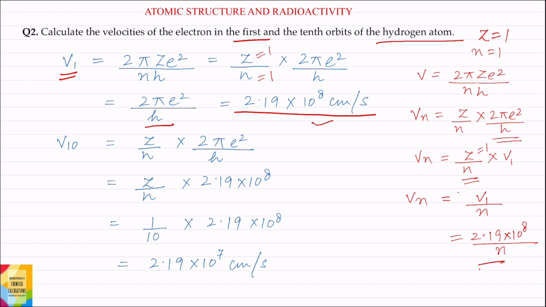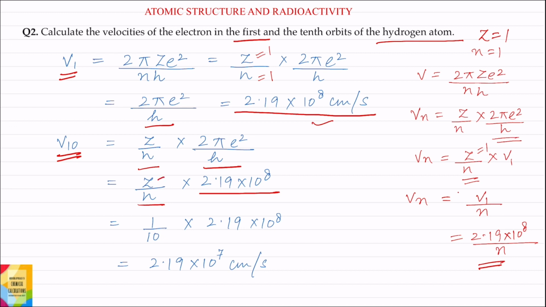So ये general formula है to find the velocity of electron in any orbit. अगर first orbit होगी तो value of n 1 हो जाएगा, second होगी तो value of n हो जाएगा 2, and so on. Now, velocity of electron in the 10th orbit will be equal to, again we will put the formula, V10 is equal to z by n into 2 pi e square by h. Now 2 pi e square by h की वैल्यू हो गई 2.19 into 10 to the power 8. So V10 is equal to z by n into 2.19 into 10 to the power 8.